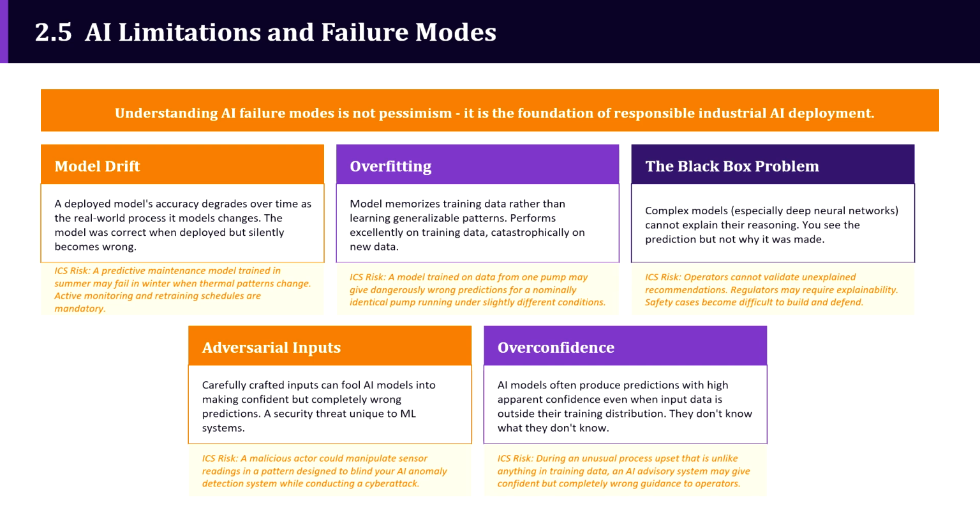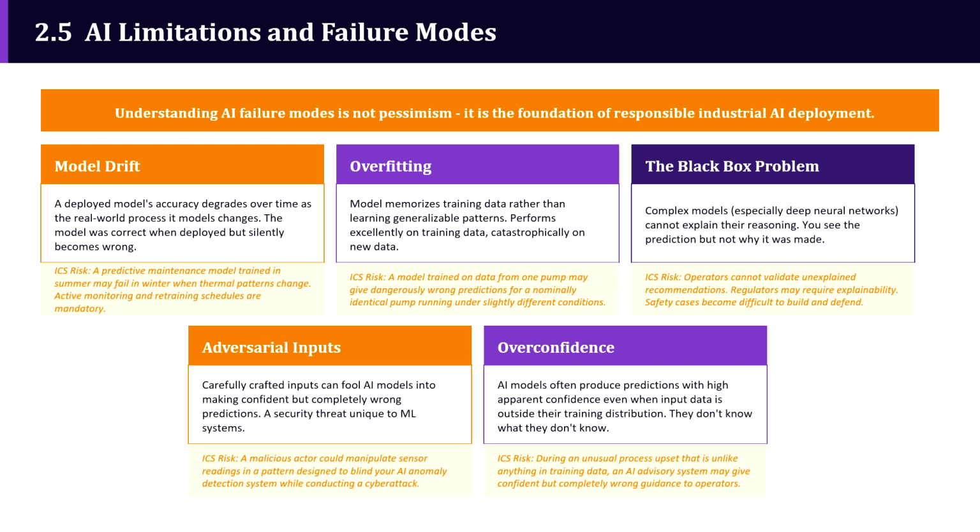This might be my favorite slide in the module, because what I'm about to tell you is exactly what a responsible artificial intelligence vendor probably won't lead with. But you absolutely need to know. Artificial intelligence systems fail. They fail in specific, sometimes predictable ways. And in industrial control system environments, understanding those failure modes before deployment is not optional. It is a prerequisite for safe operation.